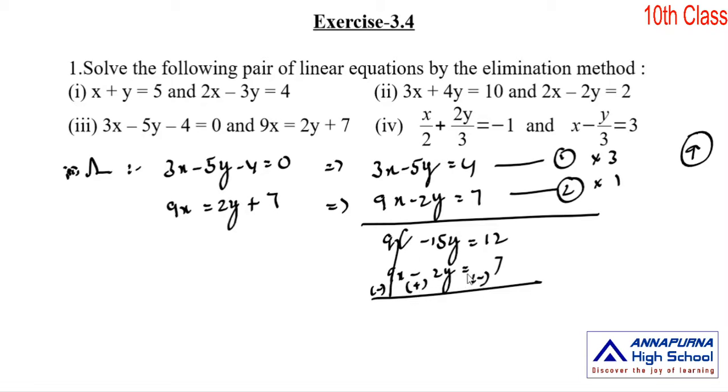Plus 9x minus 9x cancel. Minus 15y plus 2y is minus 13y. And 12 minus 7 is equal to 5. Then y is equal to 5 by minus 13, which means y is equal to minus 5 by 13.